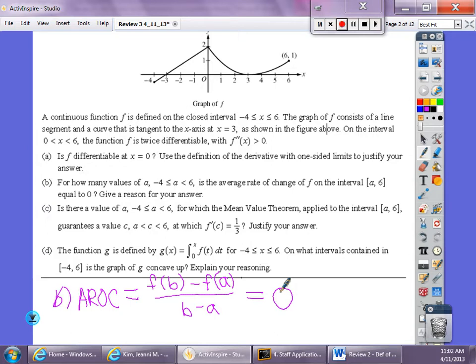From -4 to 6. -4 all the way to 6. So is there anywhere that you can, and I'm going to do this in a few different ways. Let me think about this. You can't use a theorem because the only theorem I could think of using is mean value theorem. Does that make sense? And mean value theorem won't work because the derivative is undefined here. All right. So let's see. Is the average rate of change equal to 0?